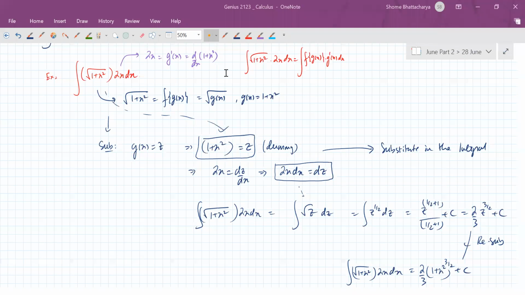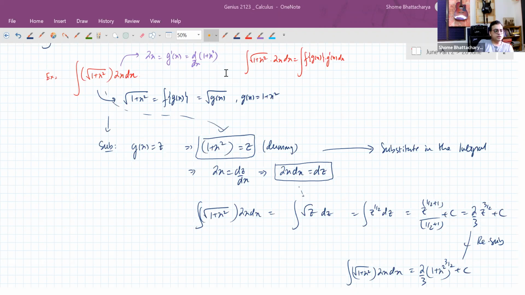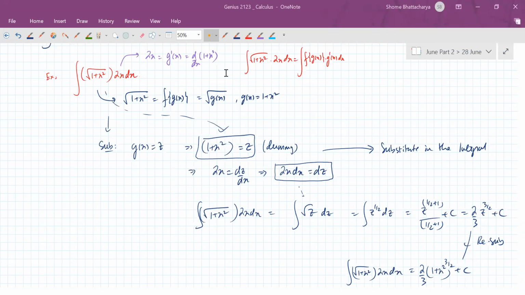We did not integrate 2x. We just integrated root of 1 plus x square. No, we integrated square root of 1 plus x square into 2x dx. So in that, 2x dx is getting substituted as dz now. Are you understanding now? Because z is 1 plus x square now. Yes, sir. Okay, understood the point? Yes, sir.